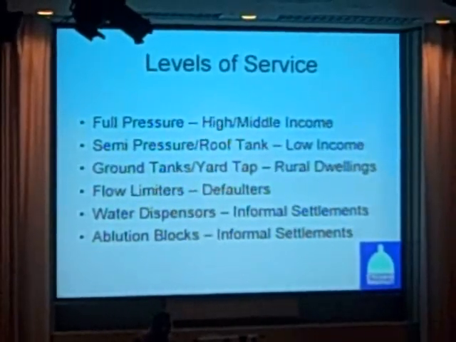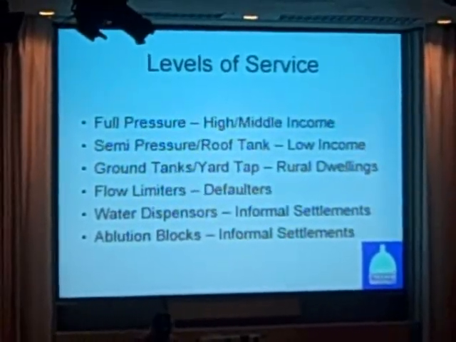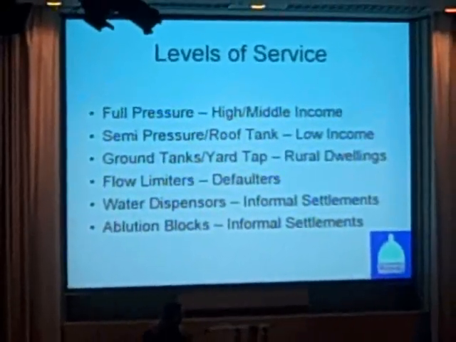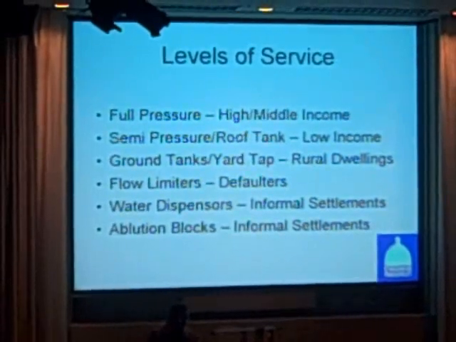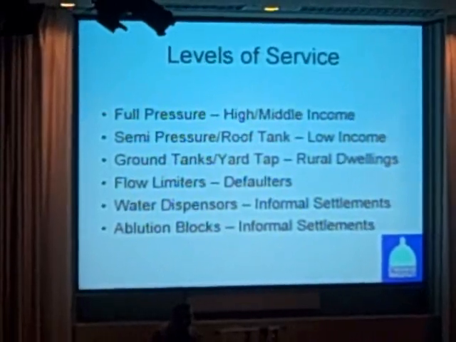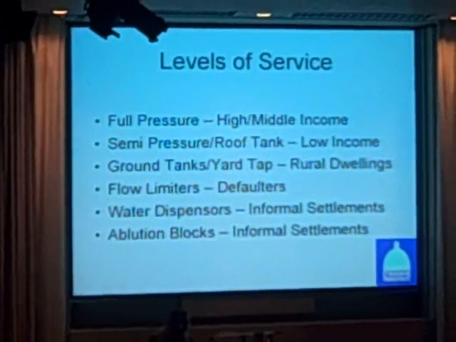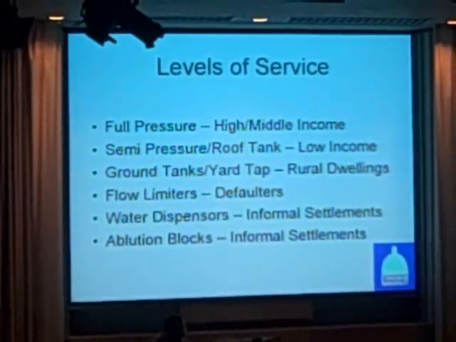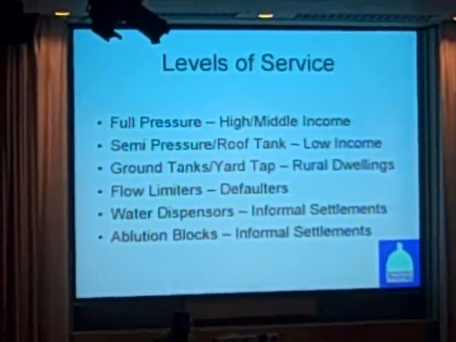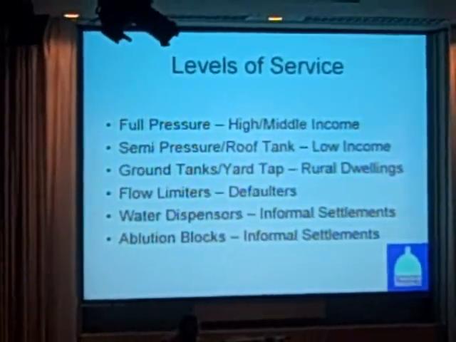The yard tank or the yard tap to rural dwellings is given as basic water and sanitation, and they're free of charge. The flow limiters are installed onto defaulters who don't pay the water bill. Water dispensers go to informal settlements. We've got a large sector of informal settlement, about plus minus 200,000 informal dwellings occupied by close on 800,000 people. We've started introducing ablution blocks to the informal settlements to address their water and sanitation delivery.